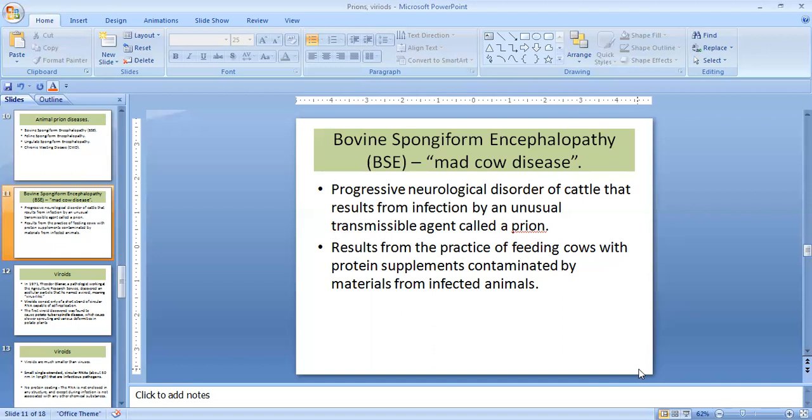We feed certain protein supplements to the cattle. If that feed is contaminated with particles or some materials from diseased animals, then usually the cattle gets this disease, and that disease is known as mad cow disease. It is a very severe disease found in cattle. So bovine spongiform encephalopathy or mad cow disease is a disease due to prions in animals, the most important disease found in animals due to prions.